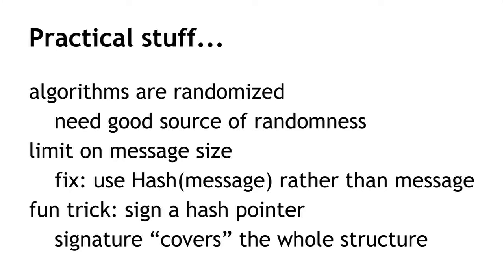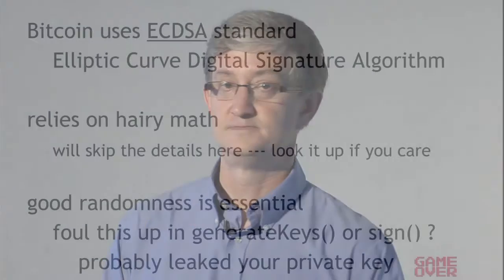And by the way, a fun trick, which we'll see used later, is that you can sign a hash pointer. If you sign a hash pointer, then the signature covers or protects the whole structure. Not just the hash pointer itself, but everything it points to and everything it points to. For example, if you were to sign the hash pointer at the end of a blockchain, the result is that you would effectively be digitally signing the entire contents of that blockchain. That's a useful trick that we'll see used later.